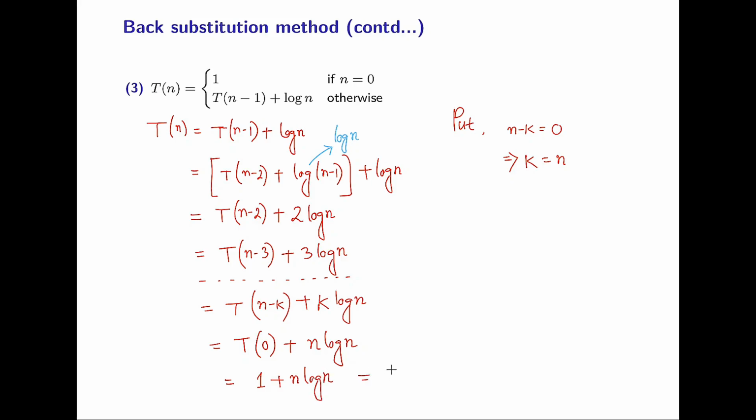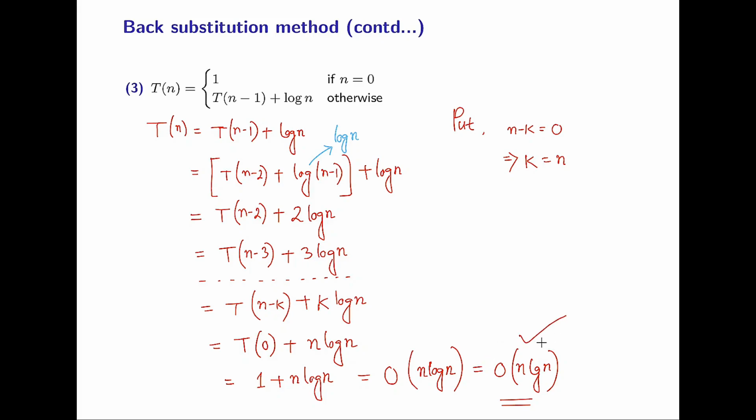If I write using Big O upper bound, I will only write the highest order term and neglect the lower order terms and constants. So n log n. Here the base is 2, right? So you can either write n log n with base 2, or you can write n lg n. We have seen earlier that if the base is 2, then we can write like that. So this is the solution here.